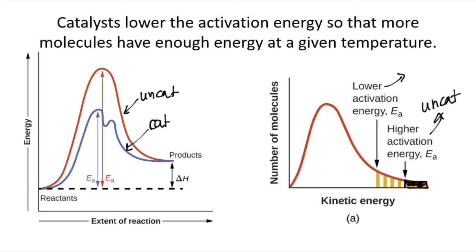In the lower activation energy pathway, this would be the catalyzed pathway, we see that since we've lowered the activation energy requirement, a lot more of the molecules have enough energy in order to react. So our reaction rate will be faster because at a given temperature or a given concentration, more molecules have enough activation energy.